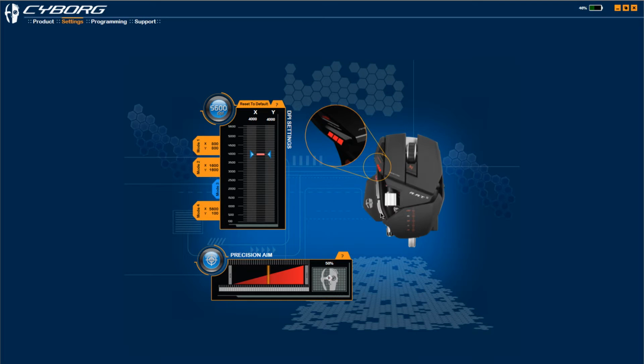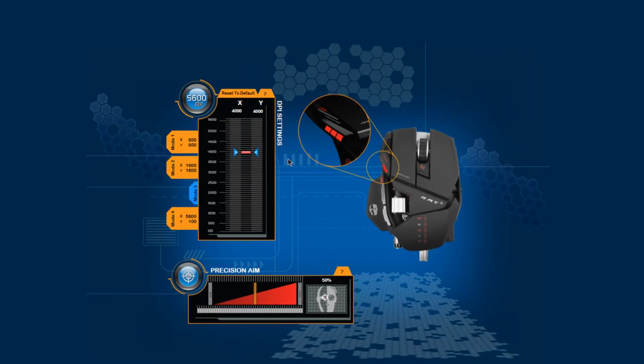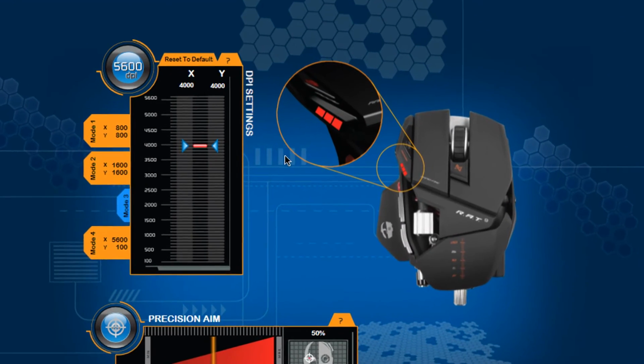Hi, I'm here to just try and quickly explain the problem I'm having with my Cyborg R.A.T. 9. I've been using it for about 3 months, and I still haven't figured out how to get the X and Y sensitivity to act separate. They all seem to listen to X, as I'm about to demonstrate.